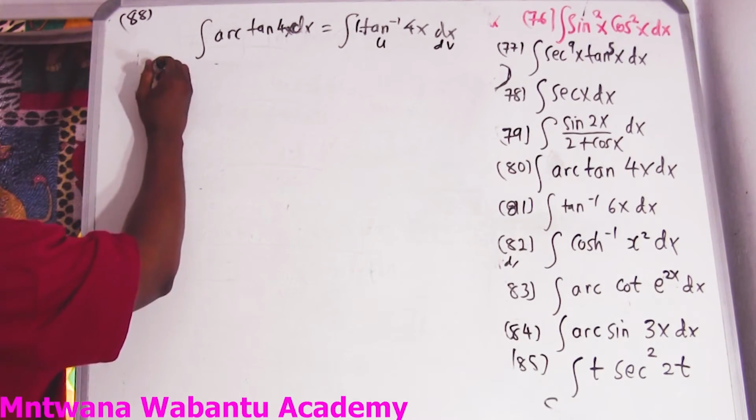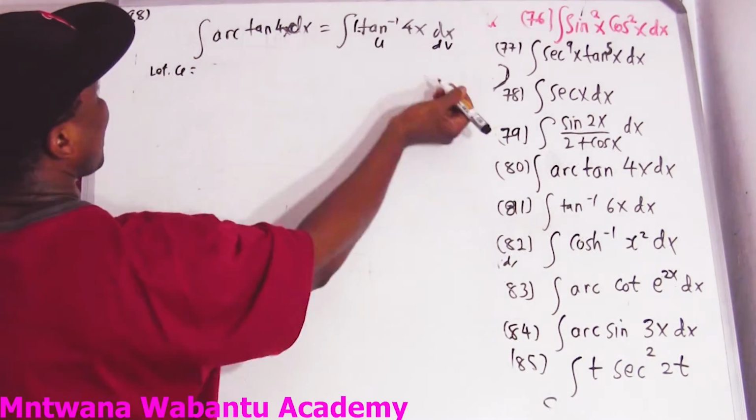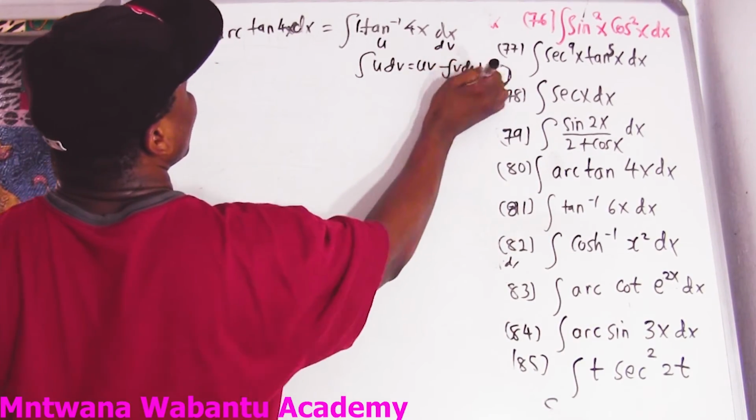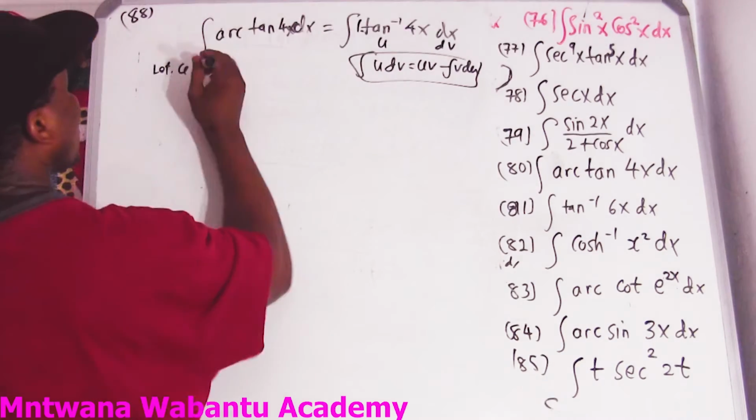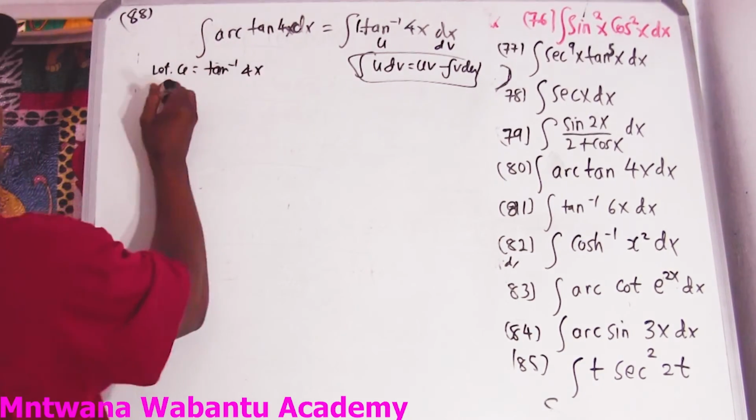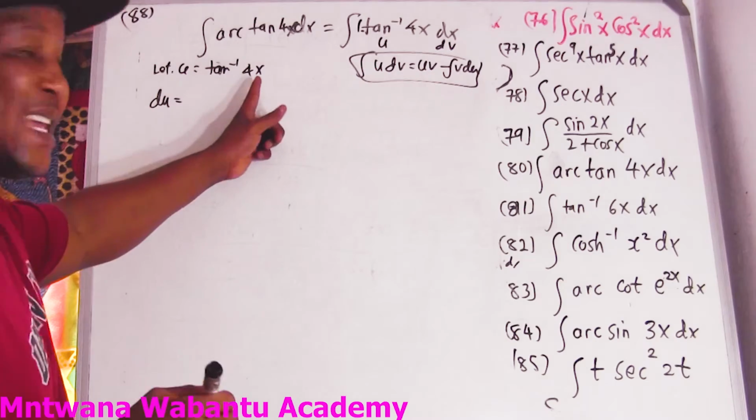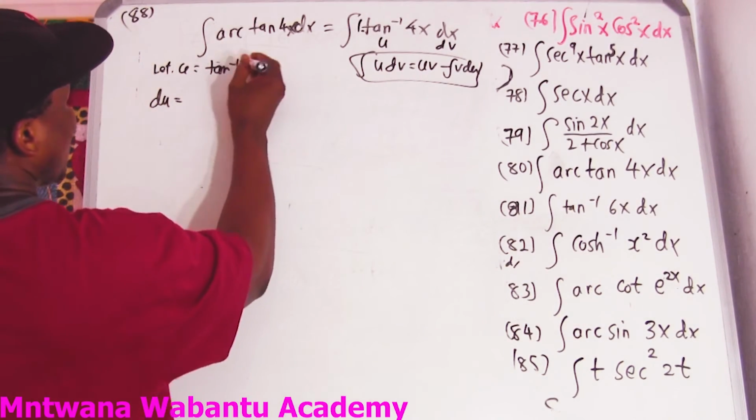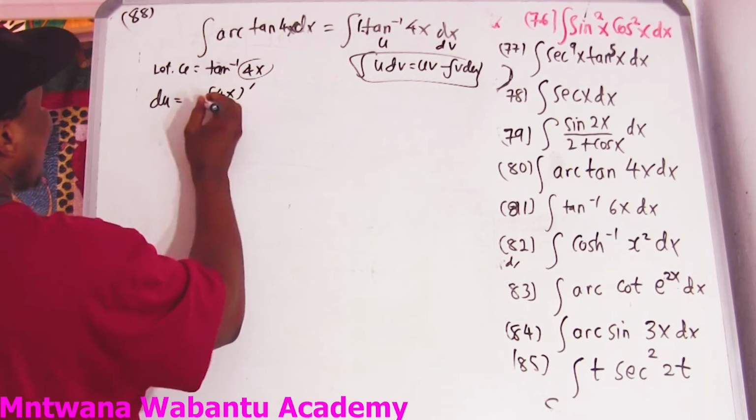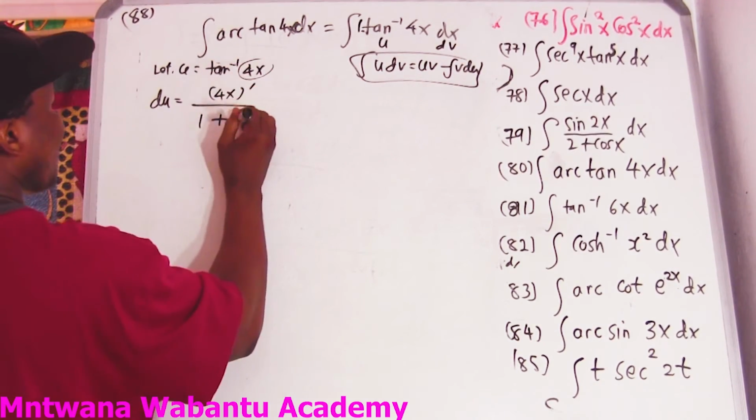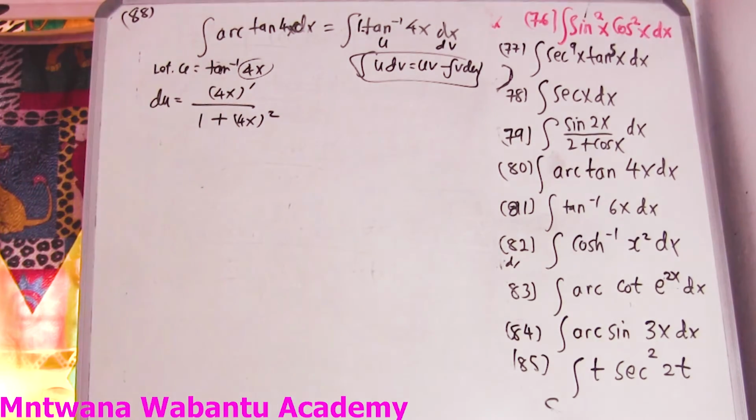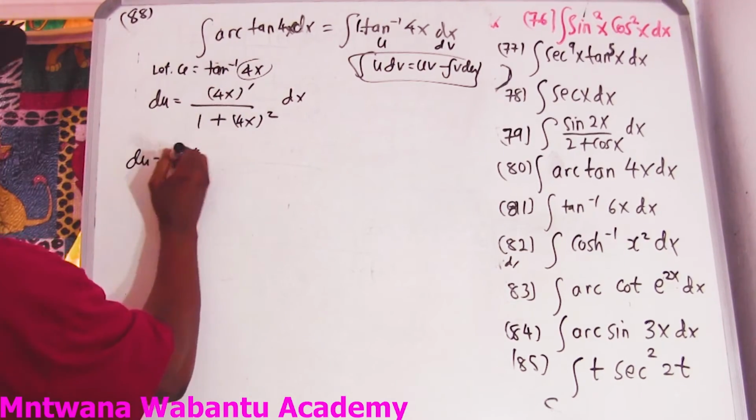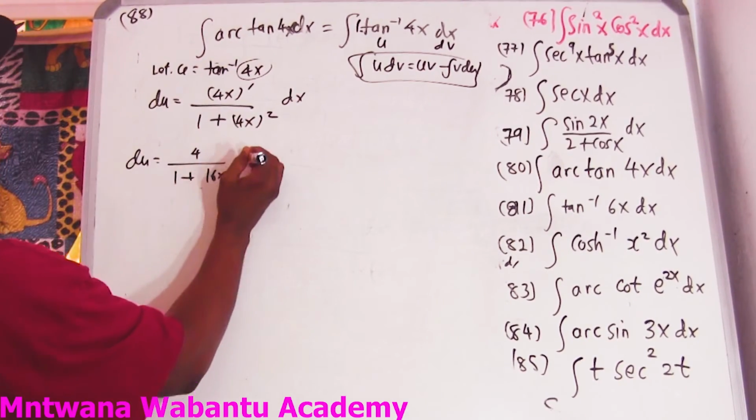So let u equal to, because in by parts we use this formula: integral of u dv equals uv minus integral of v du. Now u equals tan inverse of 4x. When you differentiate, du equals, when you differentiate tan inverse of a function, you differentiate whatever we have here, and then over 1 plus the square of your function, and then dx, because you differentiate with respect to x. So du equals 4 over 1 plus 16x squared dx.